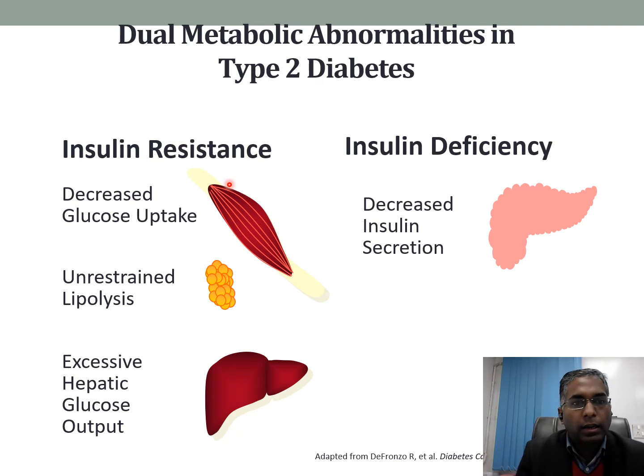As you can see, what happens during insulin resistance is decreased glucose uptake and unrestrained lipolysis, because insulin is not functioning at the target organs, and there is excessive hepatic glucose output via insulin resistance in the liver. And there is insulin deficiency because of decreased insulin secretion by the pancreatic beta cells, which over a period of time are decreasing in number due to apoptotic processes.